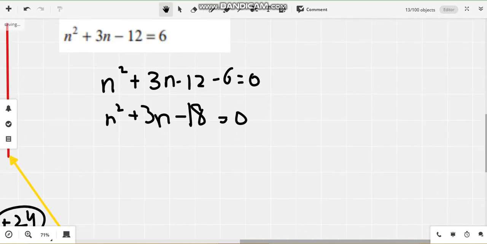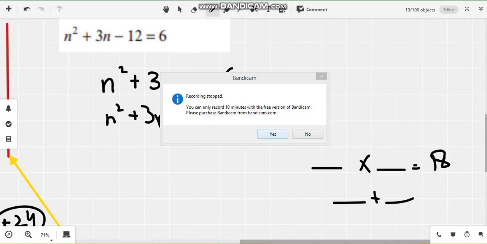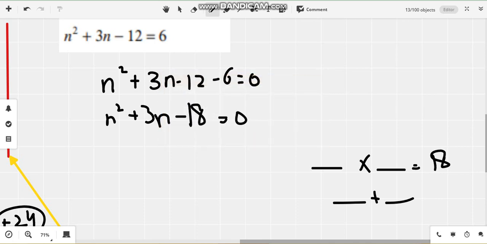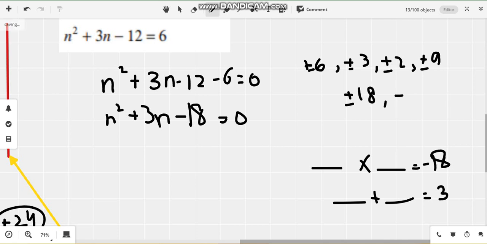And then after that we have to find the factors of negative 18. We need two numbers that multiply to give us negative 18, and when you add the two numbers, that will give you the positive 3. So if you write the factors of 18, that's plus minus 6, plus minus 3, plus minus 2, plus minus 9, plus minus 18 and plus minus 1. So if you take the 3 and 6, 6 times 3 is 18. Yeah, that's right. It's minus here.